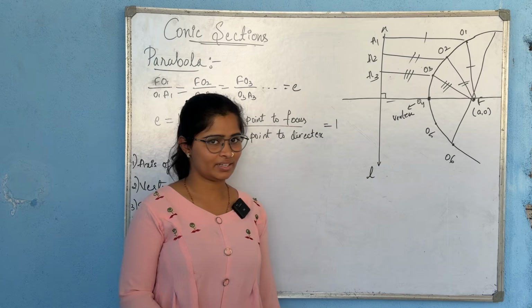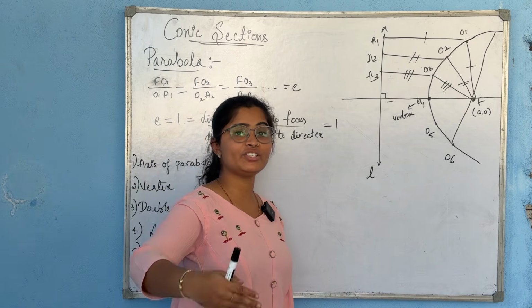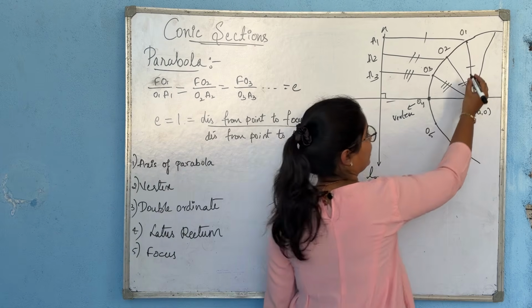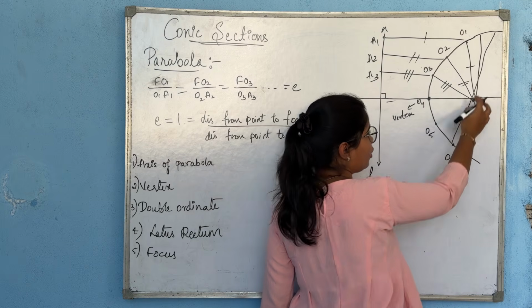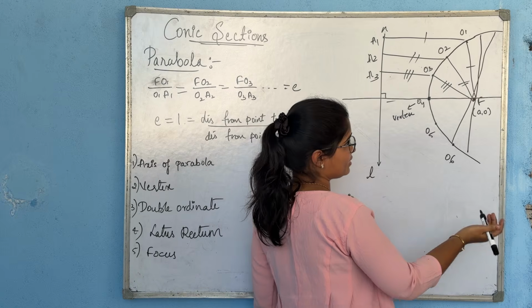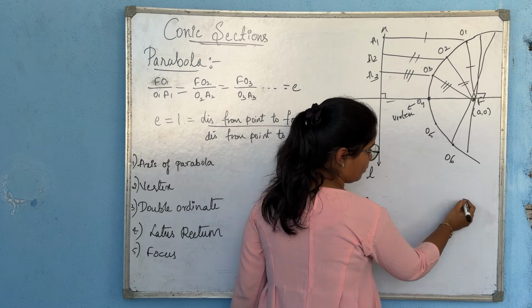Next discussion is latus rectum. So what is latus rectum? It is the double ordinate which is perpendicular to the axis of parabola. This is the latus rectum. It is a double ordinate. The double ordinate's condition is what? That it should pass through the focus. And what is the latus rectum? It is a double ordinate that is perpendicular to the axis. Clear? So I am drawing it here.